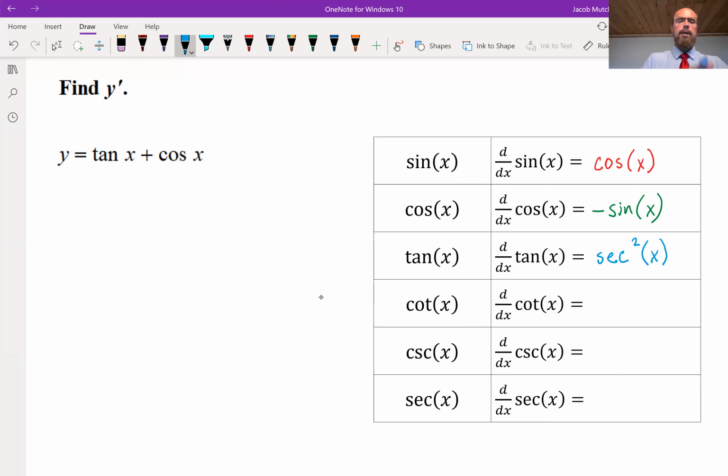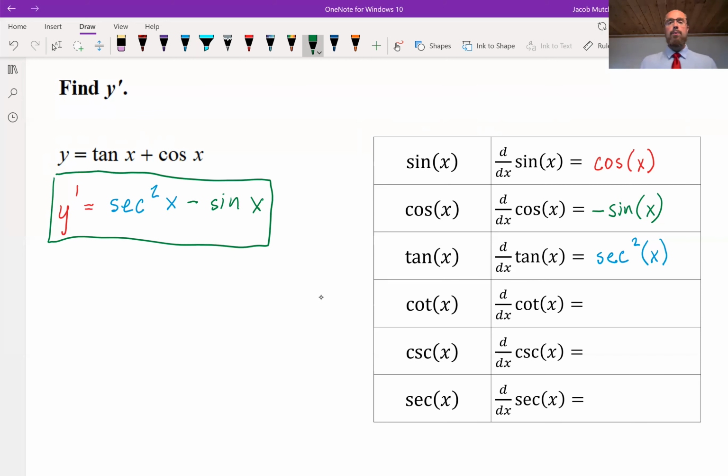Well, that gives me enough to write the derivative of this function y. Y prime, or the first derivative of the y function, is going to be the derivative of tangent of x, which we just saw was secant squared of x, and then plus the derivative of cosine of x, which is given as negative sine of x. We had 2 trig functions here, but since it was set up as a sum, the derivative is pretty straightforward. The derivative of tangent x plus cosine x is secant squared x minus sine of x.